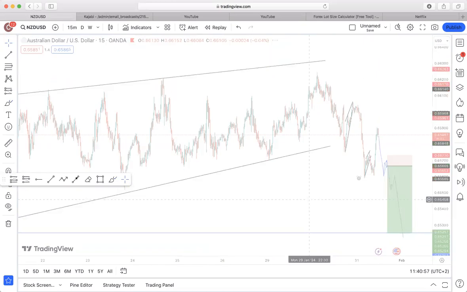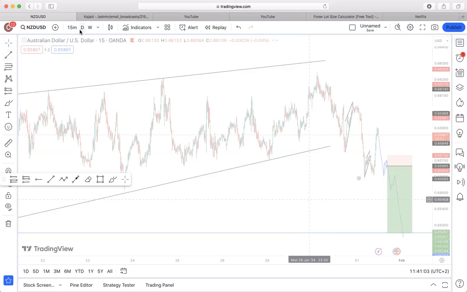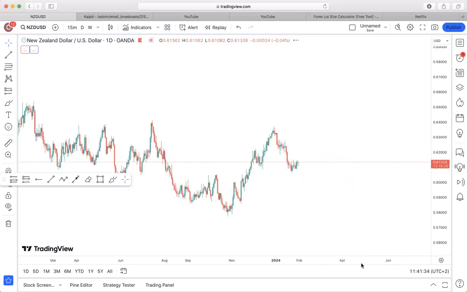And now onto our next pair, which is the New Zealand dollar over the US dollar. Also with this one, let's go into the higher time frame. Okay, guys. Now with this one, let us give this time to load a bit.